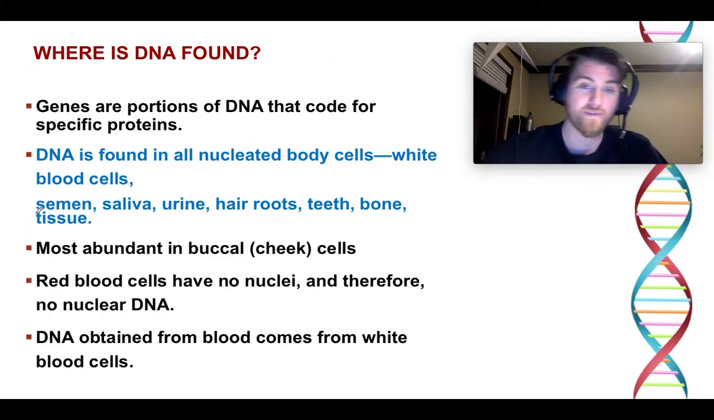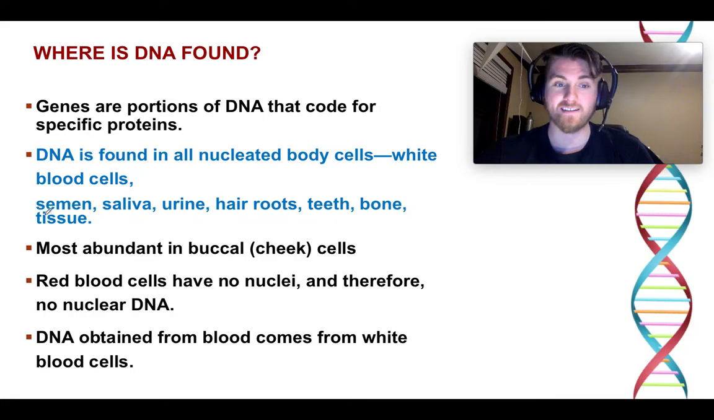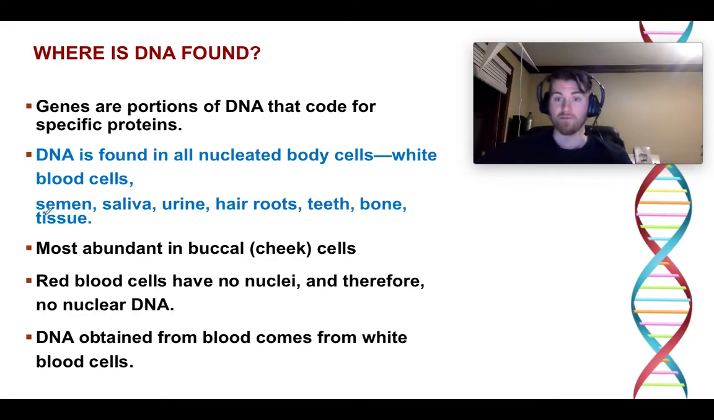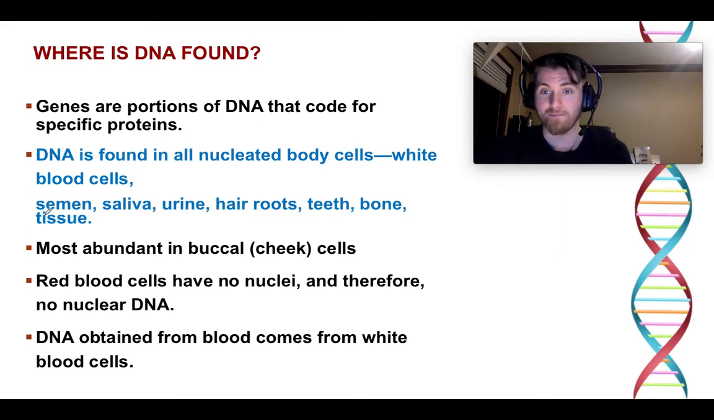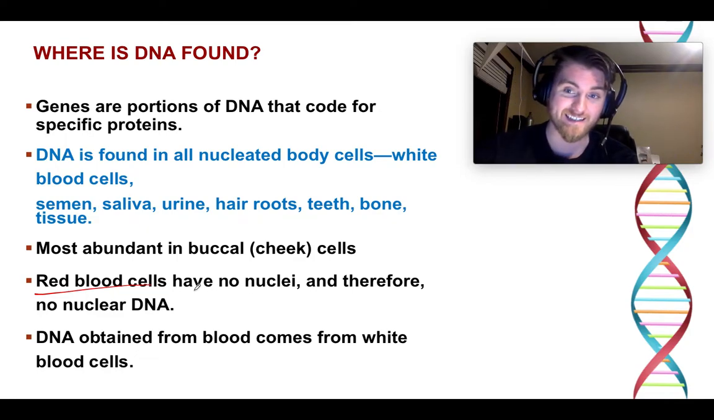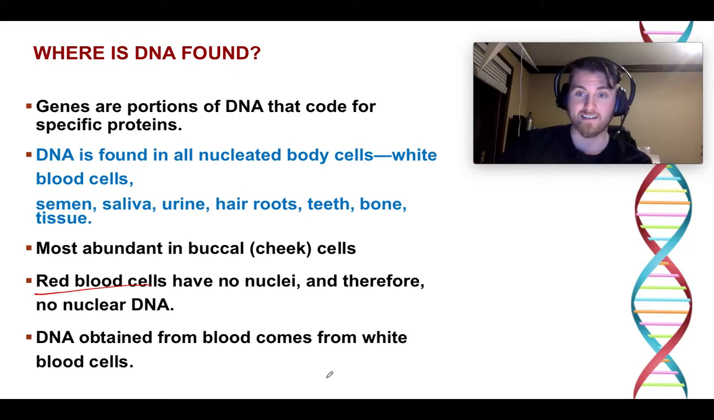Now, DNA is found in every single nucleated cell in general. That could be white blood cells, semen, saliva, urine, hair, teeth, bone, tissue, it doesn't matter. Anything that has a nucleus, you can get DNA from. Some of the things my students always have to think about is that red blood cells have no nucleus. You cannot actually take DNA from red blood cells themselves. But if you have blood, you can take the DNA from the white blood cells and you're fine. Anything that has a nucleus, you can take DNA from.